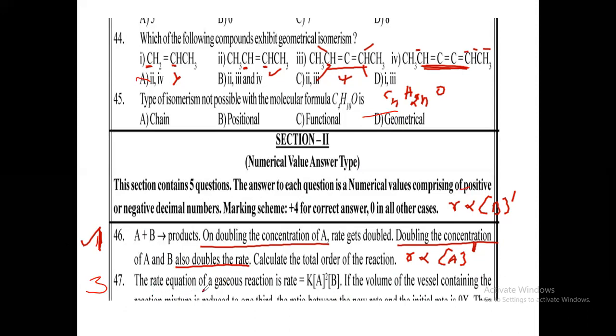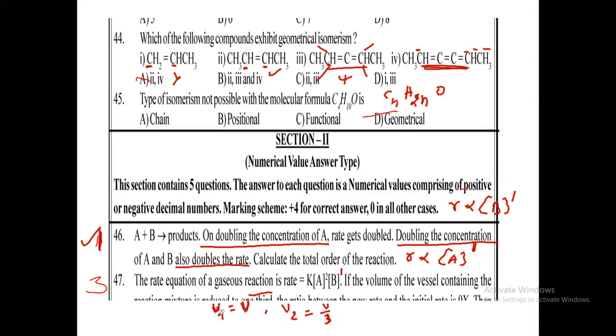Next, the rate equation of a gaseous reaction is given. Here A to the power of 2, B to the power of 1 is given. If the volume of the vessel containing the reaction mixture is reduced to 1/3, so initial volume we take V, and the final volume V2 becomes V by 3. That means the volume is reduced to 1/3.